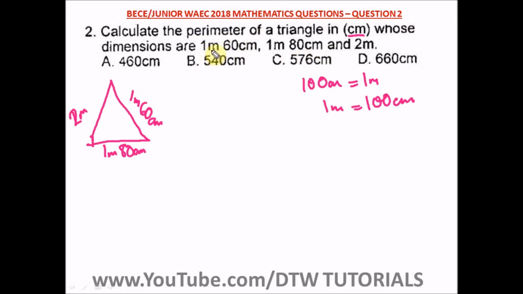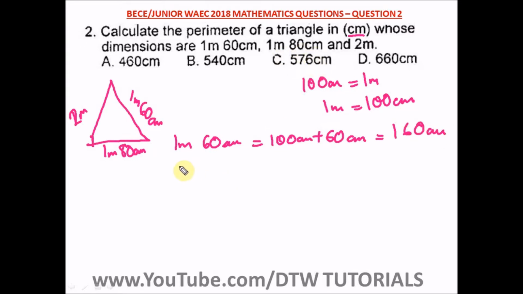We have here 1 meter and 60 centimeter. This is one of the dimensions. Since 1 meter is 100 centimeters, let's just state here. Let me come down here. So 1 meter 60 centimeter will be, 1 meter is 100 centimeters, so it will be 100 centimeter plus 60 centimeter. And this will give us 160 centimeter.